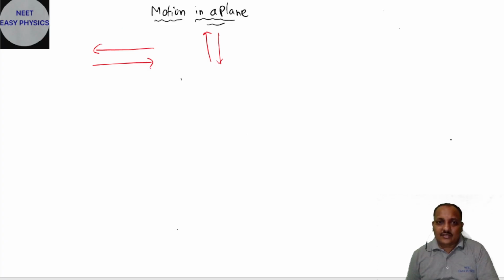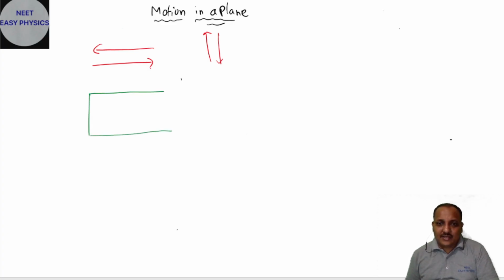In this class, we will start motion in a plane. Till now, we discussed an object moving in one particular direction, either along the positive x-axis, negative x-axis, positive y-axis, negative y-axis, or positive z-axis and negative z-axis. In this lesson, we will discuss an object moving in a plane.